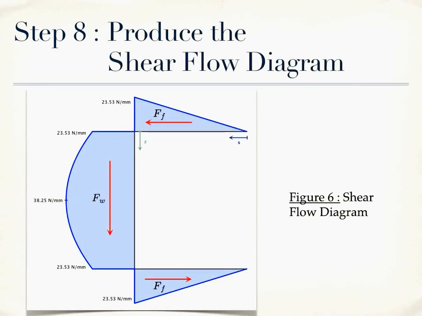We can now plot our shear flow diagram by using the formulas in terms of S and Z we've already found. In the flanges, the shear flow varies linearly, and it's zero at the free end and has a maximum value where the flange meets the web, which is equal to 23.53 newtons per millimeter. In the web, the shear flow varies quadratically, having a maximum value at the midpoint of the web, which is equal to 38.25 newtons per millimeter. In figure 6, we also illustrate the shear forces FF and FW.